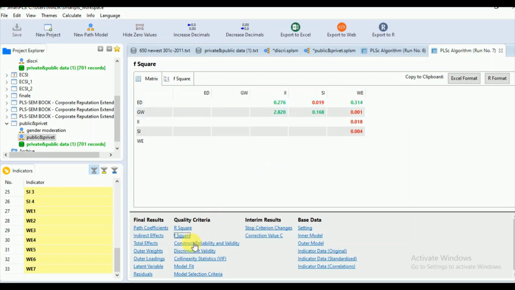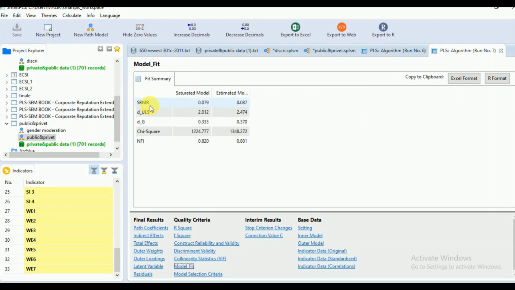The third thing we are going to do about the structural model is model fit, in which we will discuss the SRMR value, and we will go for the estimated model. Here we have the value 0.087, though the threshold was 0.080, so we might have some issues here. NFI is quite good, it's approaching 1.